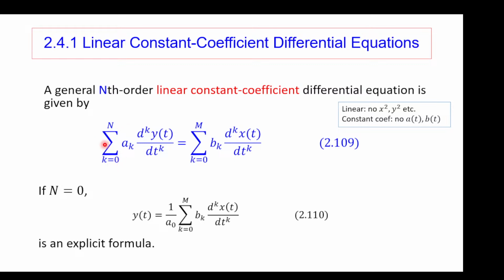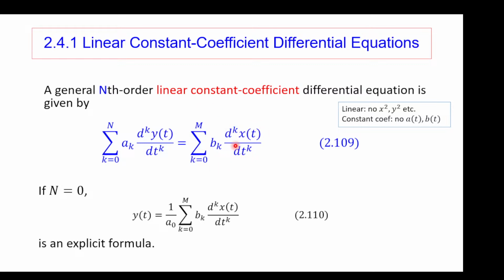Linear is kind of obvious. It means that the left hand side is a linear combination of differentials on y, with some coefficient ak. In particular, linear means that it's not quadratic, so you don't have an x squared term or y squared term or a y dy dt term. Every order of derivative is separated, and they are combined by just this linear combination, and the same for the right hand side.